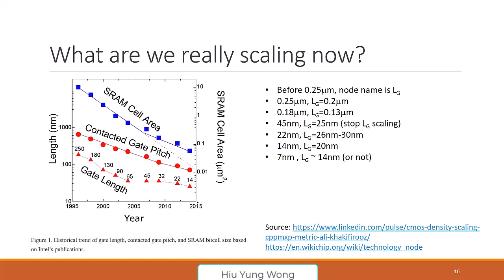So what are we really scaling? I have already told you, we scale the gate length. But finally, you see that it doesn't change. At 215 nanometer, it has this gate length. It keeps going down, but gradually it just stagnates. We don't scale the gate length anymore.